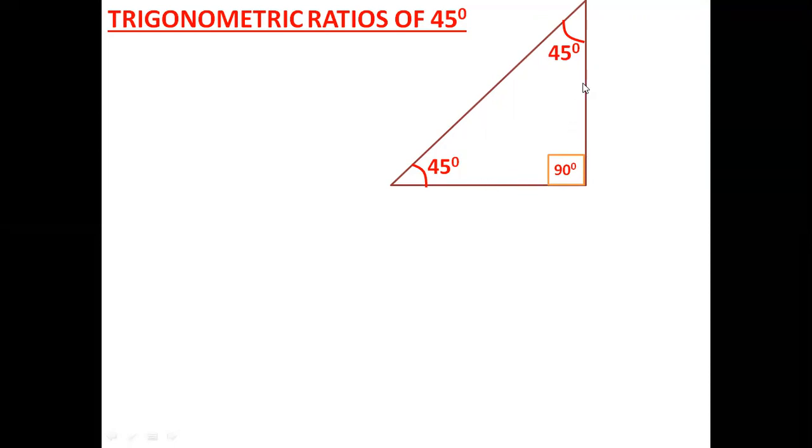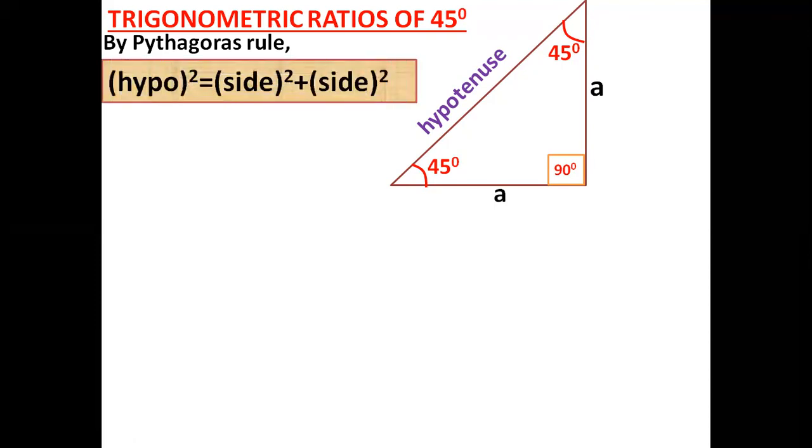Suppose this side is A, this base is also A. Now what is the opposite side to the 90 degrees? That is called hypotenuse. You have to find the length of the hypotenuse. You can get this by using the Pythagoras rule. What Pythagoras says: square of hypotenuse is equal to sum of the squares of the remaining two sides. So hypotenuse square is equal to side square plus side square.